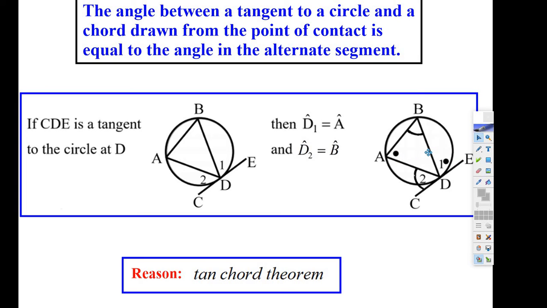This angle between the tangent and the chord equals the same angle as the angle that opens up to that same chord. Or right here, the angle between a tangent to a circle and a chord drawn from a point of contact is equal to the angle in the alternate segment, the angle that opens up, that subtends the same chord. That angle equals that angle. Make sure you get that right, because it's real important.